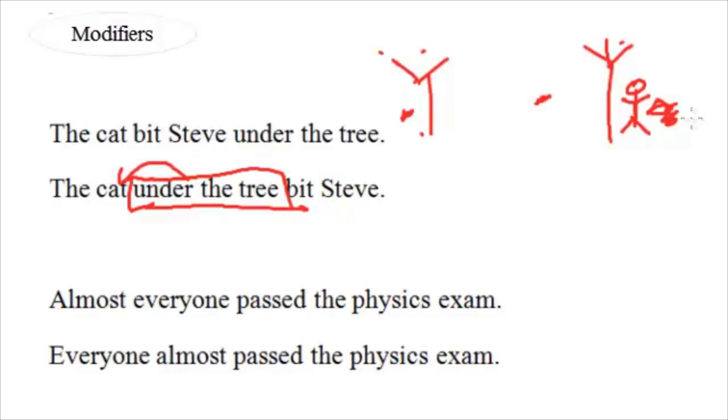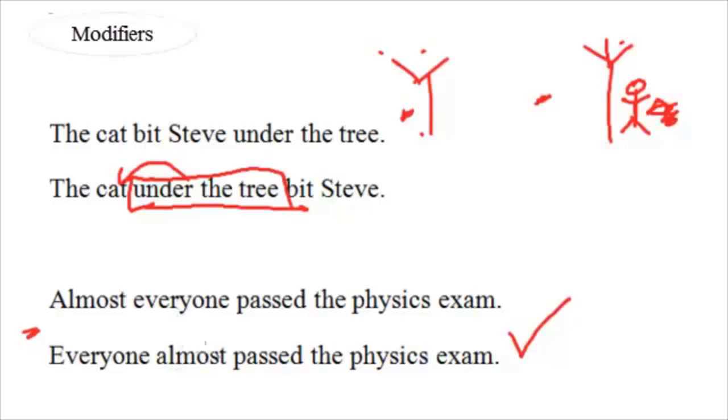So let's look at this one. On the bottom, where it says almost: almost everyone passed the physics exam. And the next one says, everyone almost passed the physics exam. So which one says they all failed? Take a second, pause, and think about which one says they all failed. If you guessed this one, you're correct.